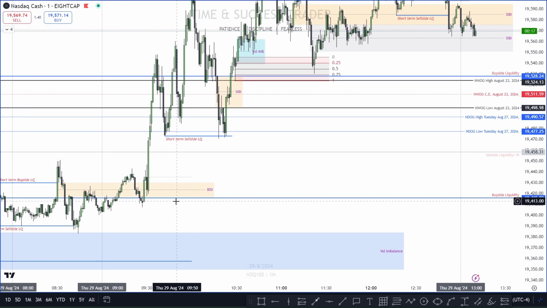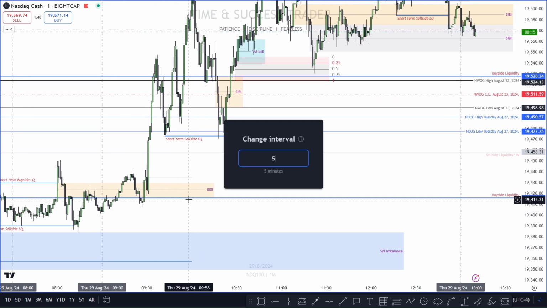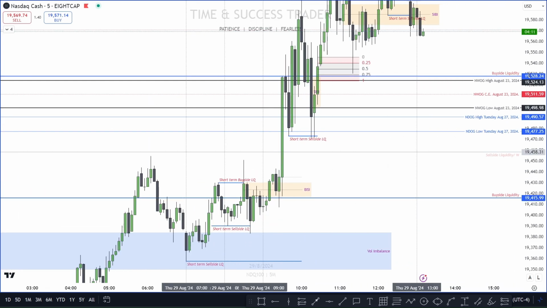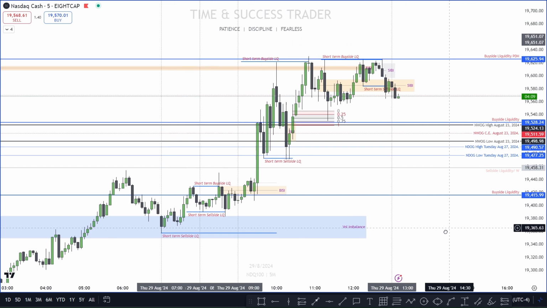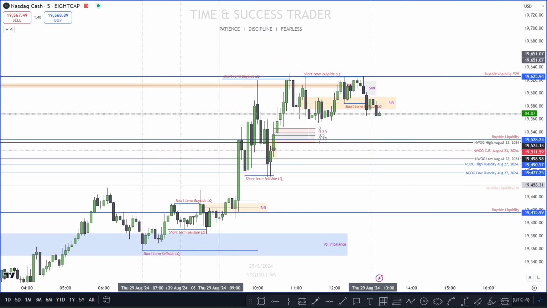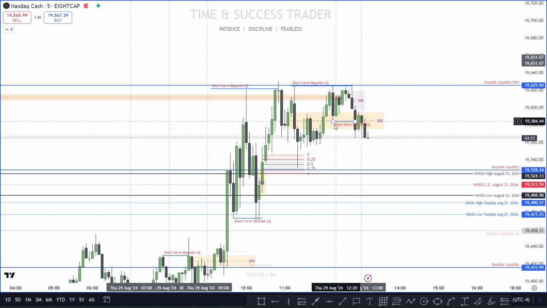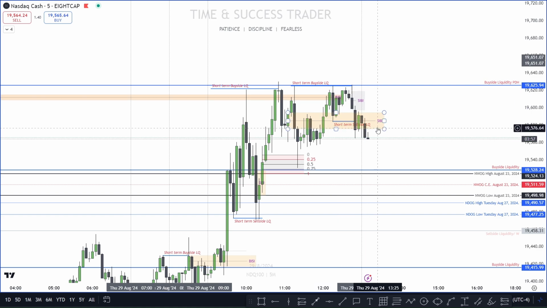Let's check the 5 minutes, see how it looks on the 5 minute. We can see right here where we took sell side liquidity appears to be like a market structure shift with displacement, and then we are tapping into this inversion fair value gap.